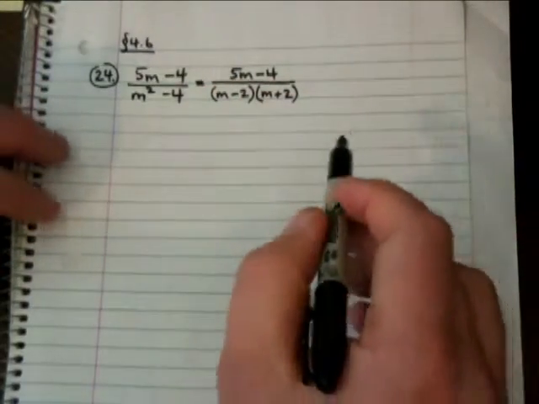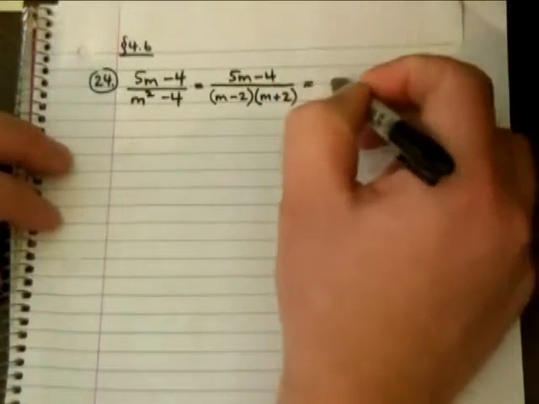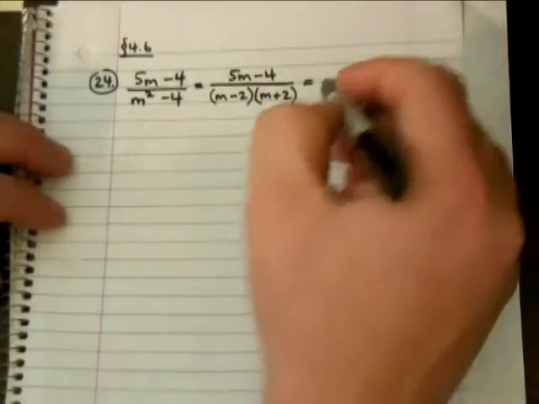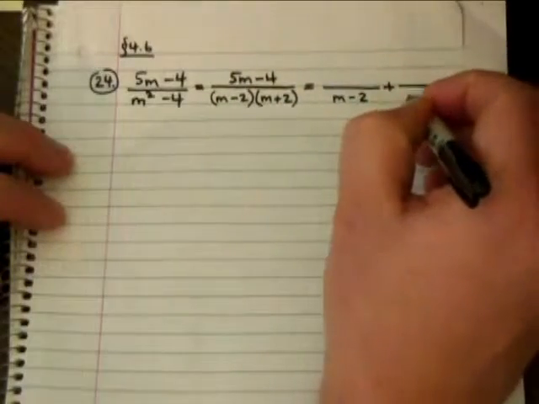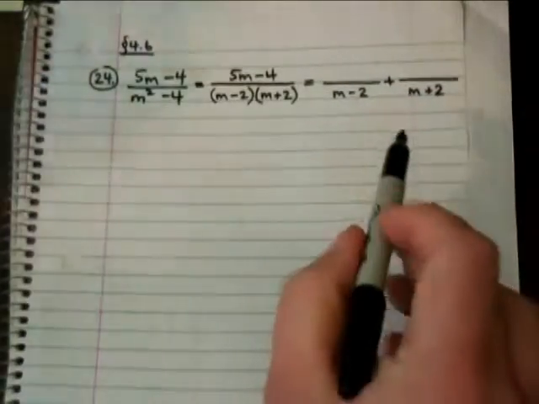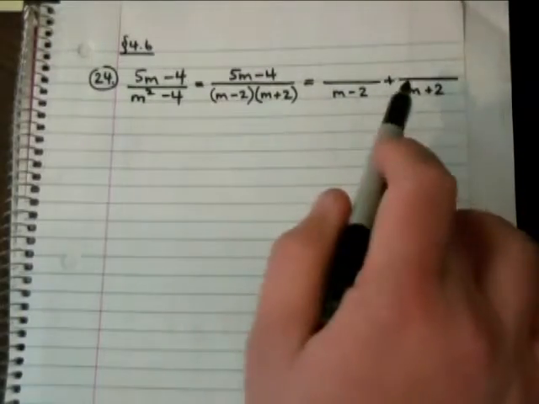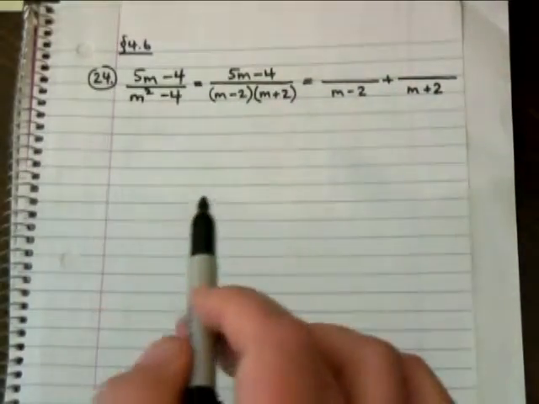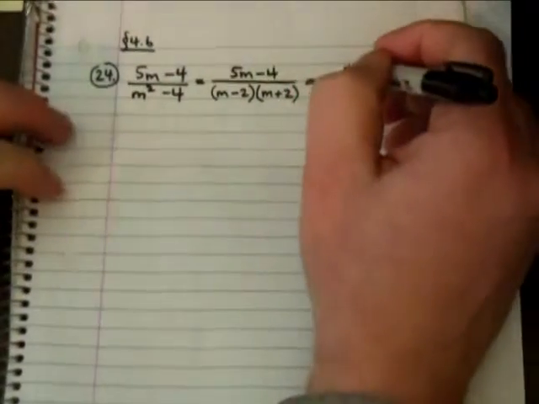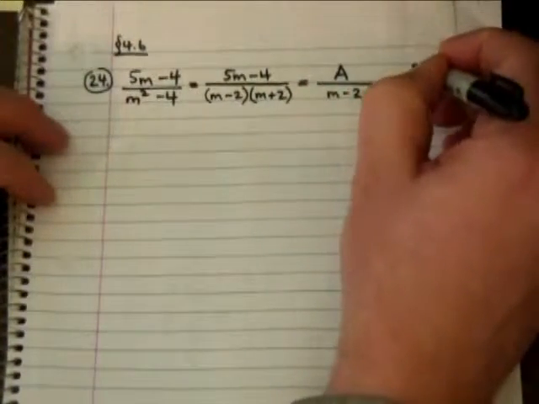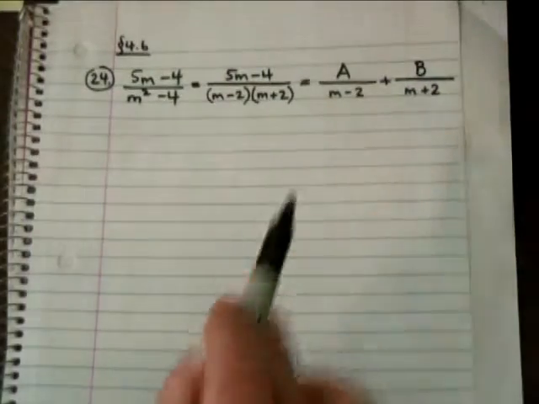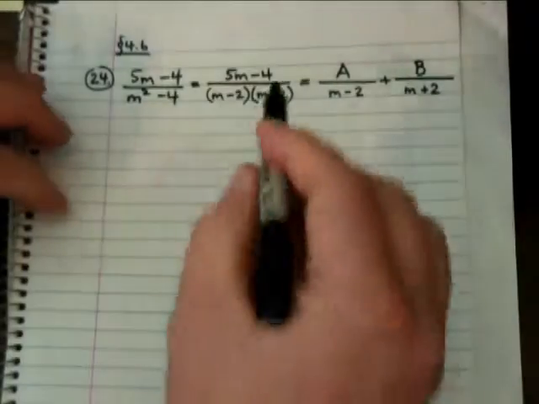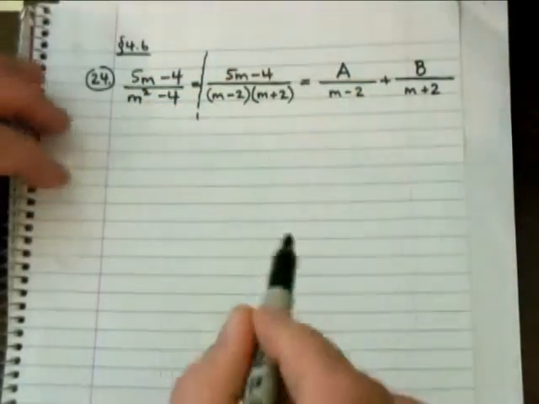Now, the idea behind decomposition is that we should be able to create two separate fractions that are added together, one with a denominator of m minus 2 and one with a denominator of m plus 2, that when we add them together, we would end up with this 5m minus 4 as our numerator and this as our common denominator. So what we need to figure out is what the numerators will be for this decomposition. We'll call them A and B.